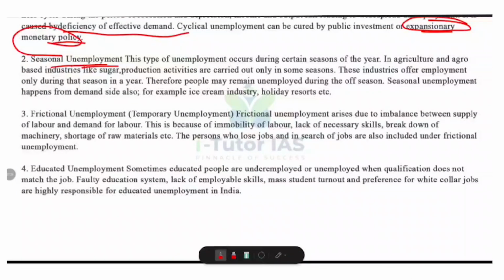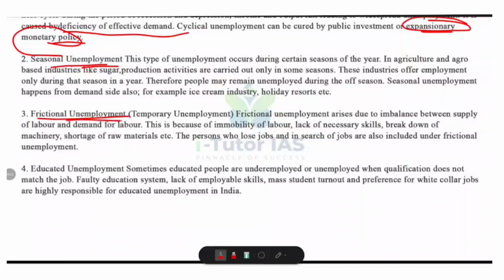Now, what about seasonal unemployment? This type of unemployment happens only during certain seasons of the year. That's why it's called seasonal unemployment. For example, in agriculture, people work during sowing and harvesting seasons but remain jobless in the off seasons. And the same happens in agro-based industries like sugar, or the tourism sector, like ice cream factories and holiday resorts, which work only during specific times of the year.